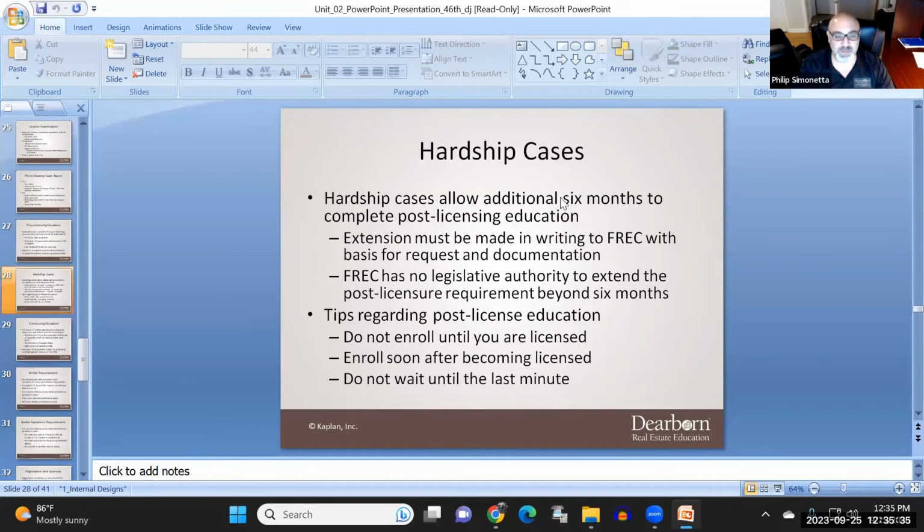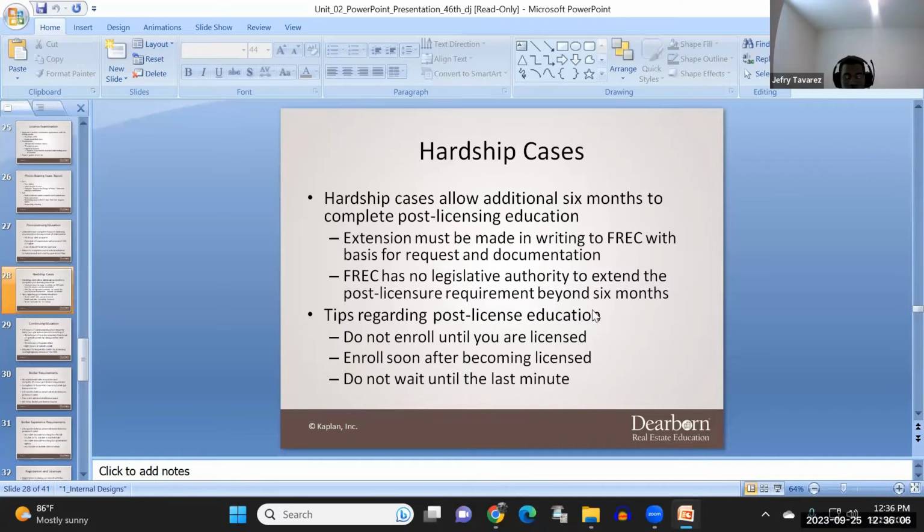Okay, so now there's something called hardship cases. Hardship cases allow 6 additional months to complete post-license education. The extension must be in writing to FREC with basis for requesting and documentation. FREC has no legislative authority to extend past 6 months. You know, God forbid somebody's deathly ill, going through cancer treatment or something. They may do an exception, but it's got to be serious. They're not just going to say, okay, 6 more months, right?